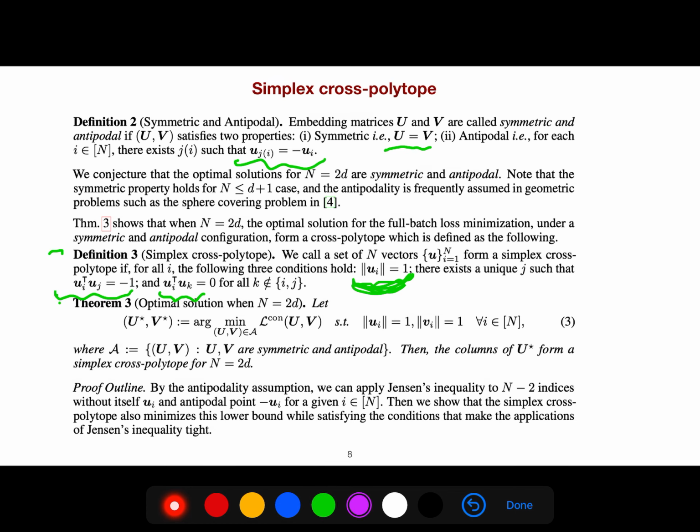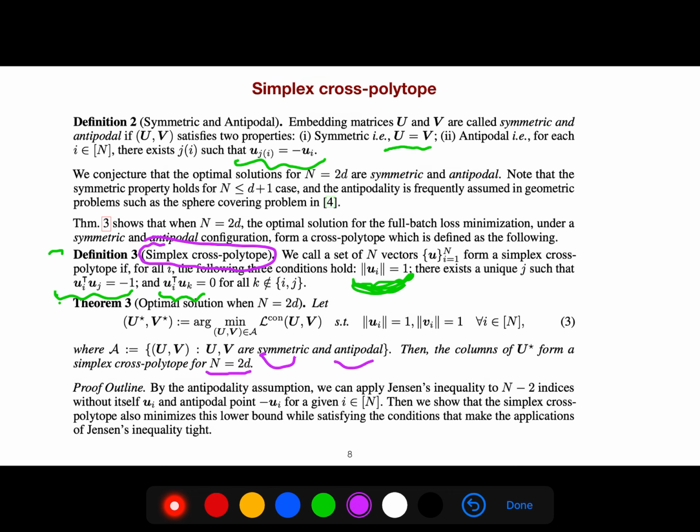And now the main theorem says that if U and V are symmetric and antipodal, these two concepts that we explained, then the columns of U star form a simplex cross polytope. So the columns become a cross polytope for n equal to d. We go through the proof outline only.